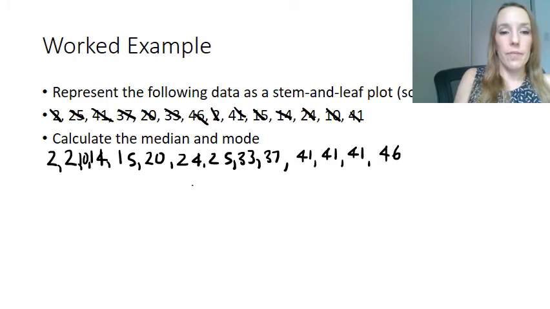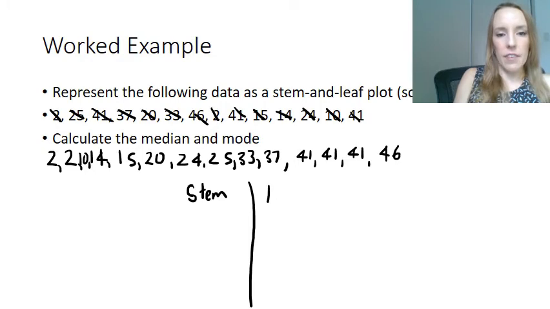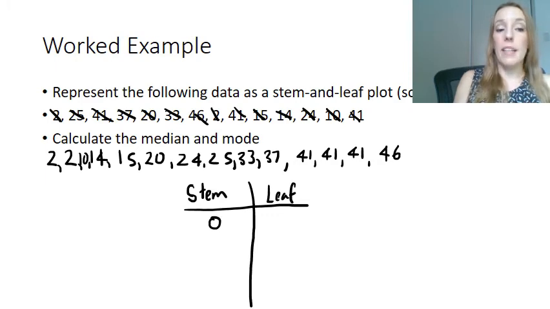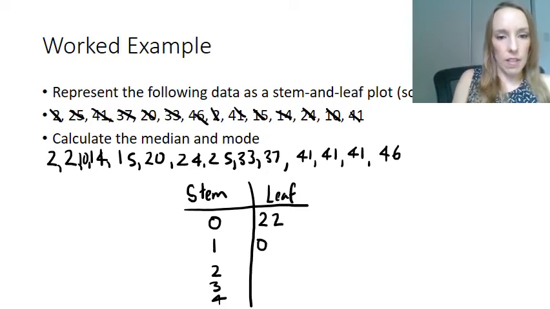So we're going to write out our stem and then our leaf. Okay, so our stem is the first values. So 0 for all those numbers under 10, then we've got 1, 2, 3, and 4. And our leaf, this is when we fill in our values. So we'd have 2 and then 2 because we've got 2 values of 2. For 10, it's just a 0, and then we got 14, and we had 15, and then we had 20, 24, 25. For 30, we had 33, 37, and then for 40, we had 41, 41, 41, and 46.